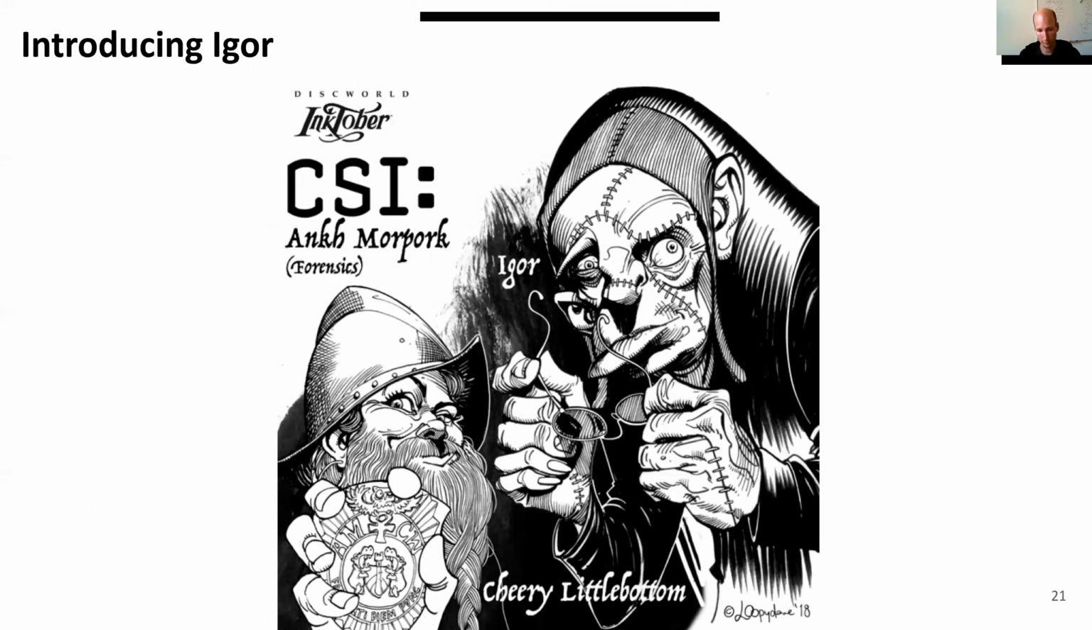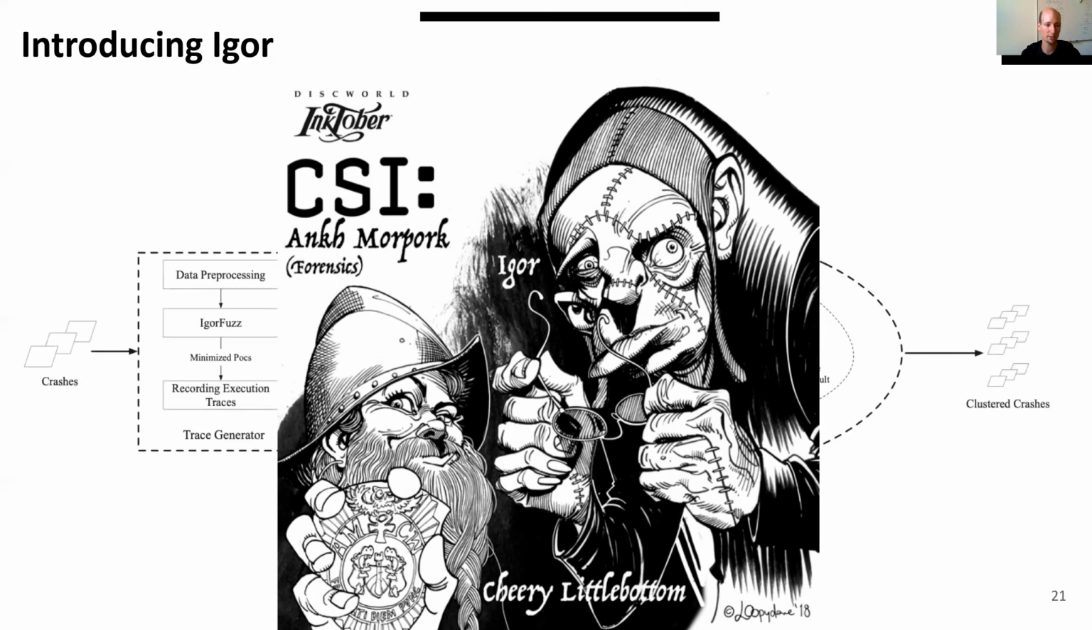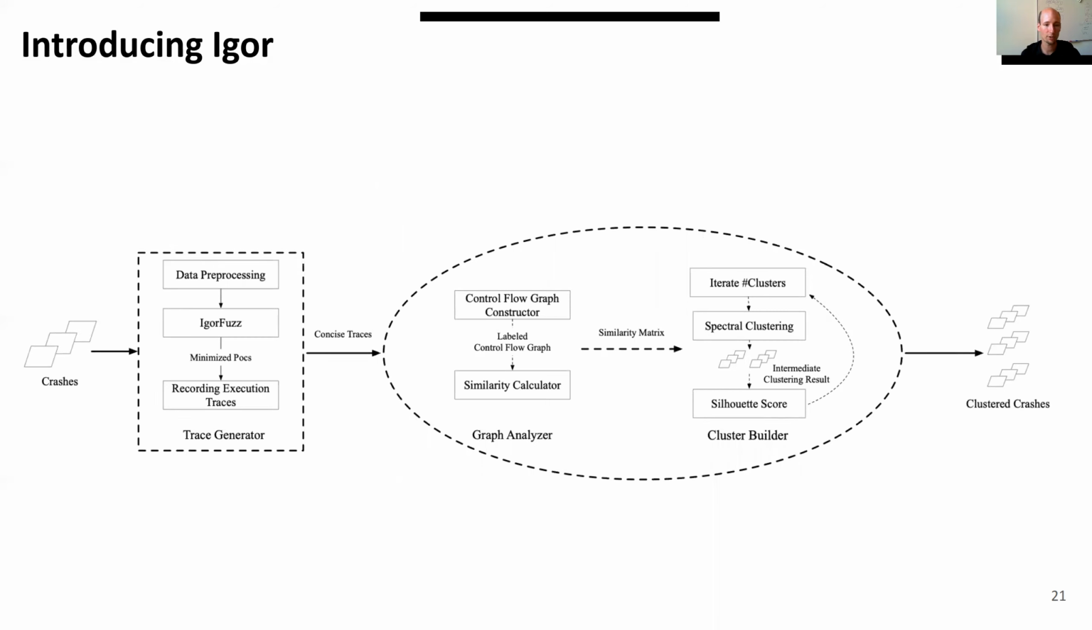We are introducing Igor, a play on Ankh-Morpork's Igors, which are humble servants of mad scientists. We found that this would be a fitting name for all the fuzzers out there. It's a multi-step process. We take in all the crashes, do some data processing, and then apply Igor fuzzing to the crashes. In comparison to existing fuzzing techniques, we are not trying to increase coverage, but decrease coverage and minimize the execution scope. We then generate the traces, run them through a graph analyzer cluster, and report clustered crashes, individual groups of similar execution behavior, allowing us to group different bugs.